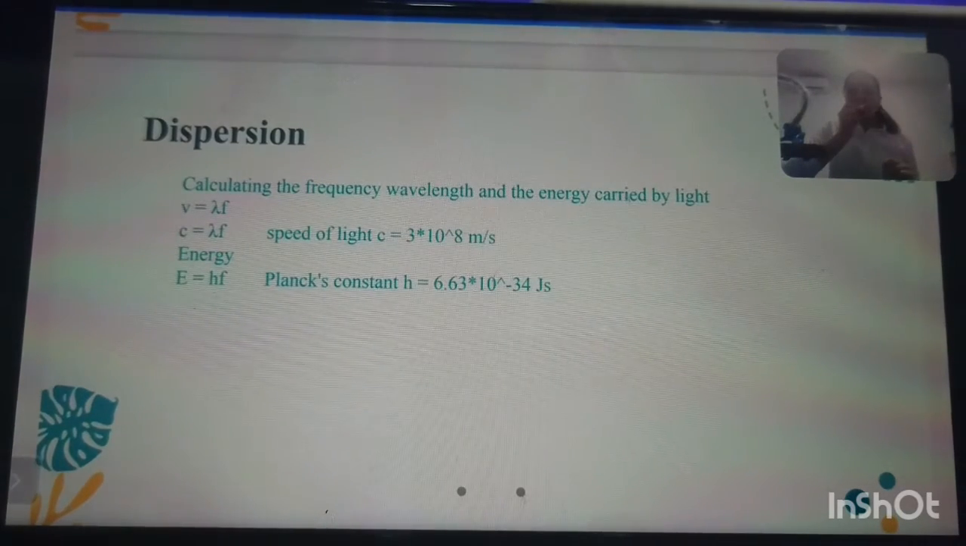Calculating the frequency, wavelength, and the energy carried by light. v equals wavelength times frequency. c, the speed of light in vacuum, also has the formula of wavelength times frequency. The speed of light in vacuum is 3 times 10 to the power of 8 meters per second. Energy has the formula of h times f, frequency. In Planck's constant, h is equal to 6.63 times 10 raised to the negative 34 joule second.